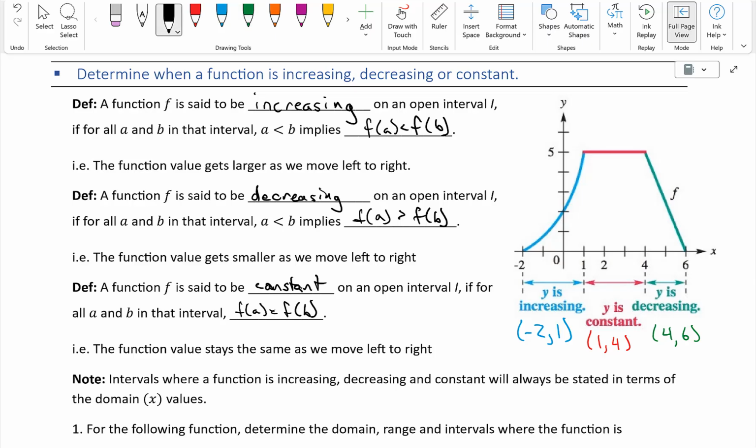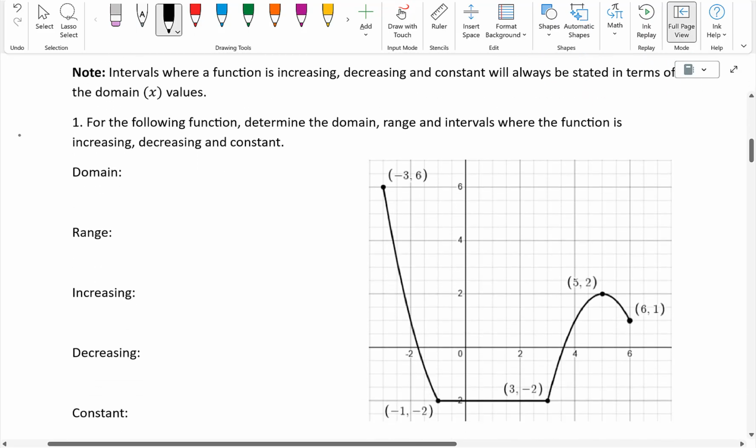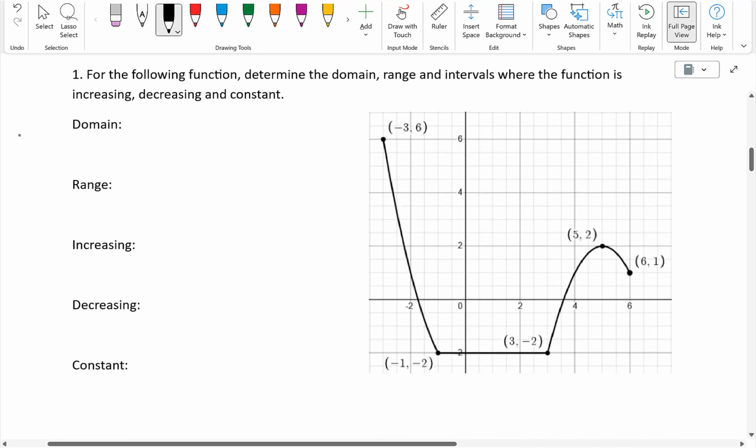Note, intervals where a function is increasing, decreasing, and constant will always be stated in terms of the domain or x values like we did for the graph there. And we can do a bigger one together now. For number 1, we have the following function. Determine the domain, range, and intervals where the function is increasing, decreasing, and constant.